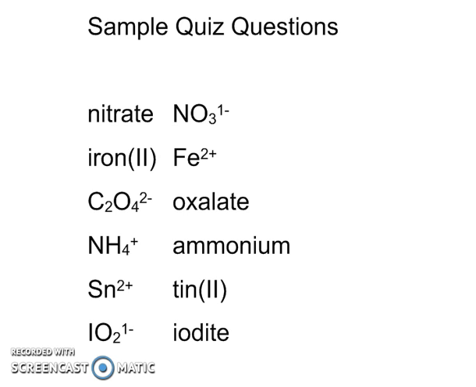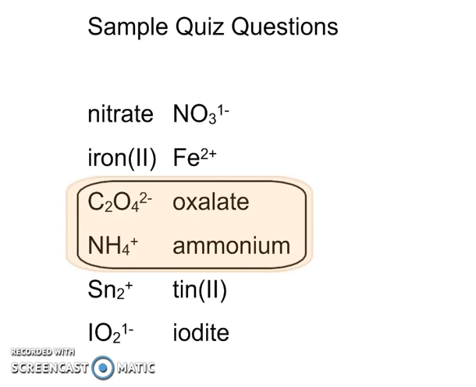Now understand that the rules I've gone over with you do not cover everything, because oxalate and ammonium are two that you have to know that do not fit anything I can tell you on how to read a periodic table and get. Those are ones that are highlighted on your sheet that you have to know.